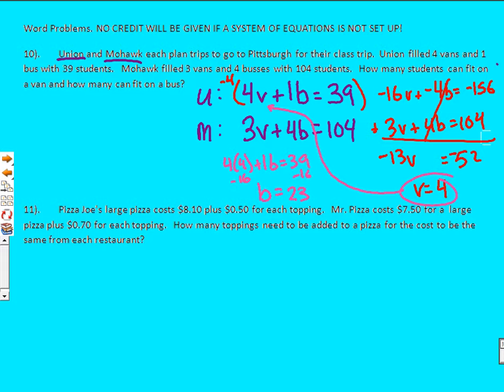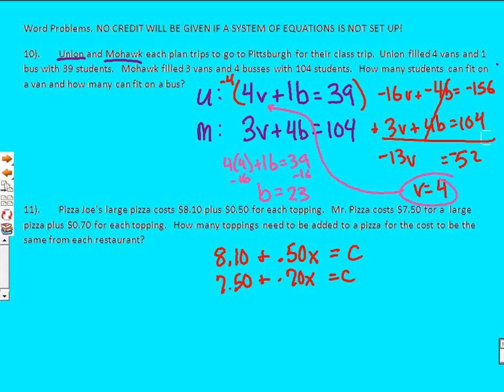Okay, this second one, we have Pizza Joe's and Mr. Pizza as our two equations. So for Pizza Joe's, a pizza costs $8.10. That's not per anything, that's just for a single pizza, plus 0.5 for each topping. I'll make X be my topping. That is what the cost is. So cost for Pizza Joe's is that value. For Mr. Pizza, we have $7.50 for the original plus 70 cents per topping. That is equal to the cost.